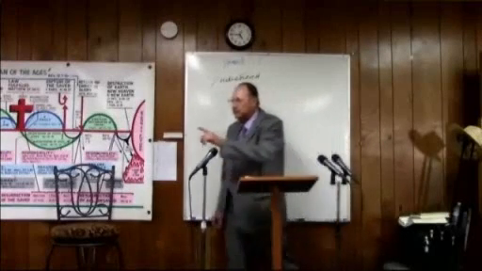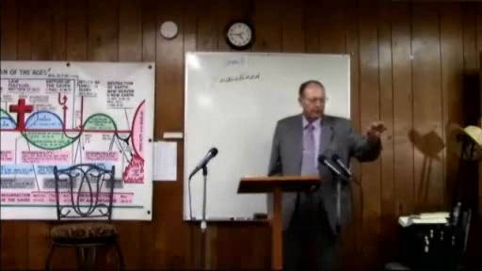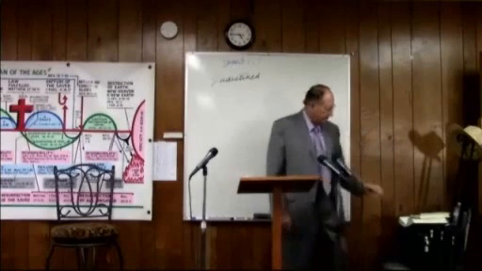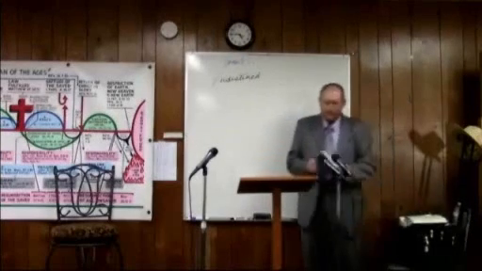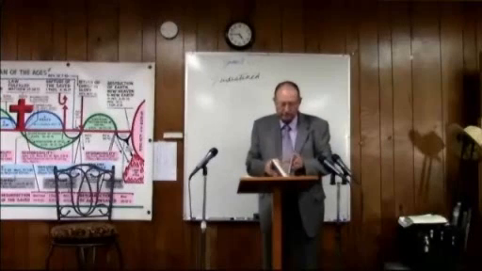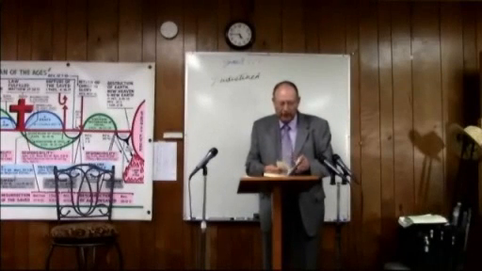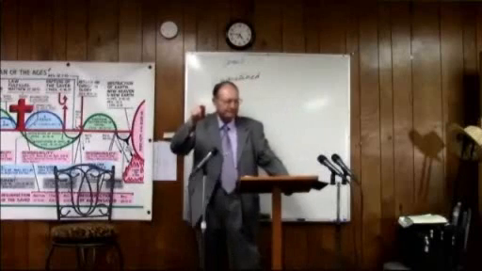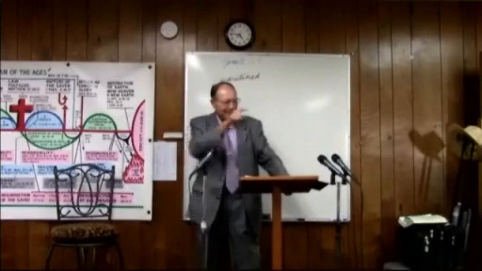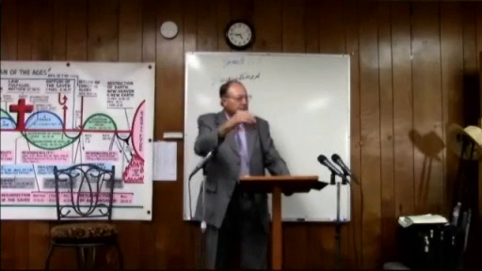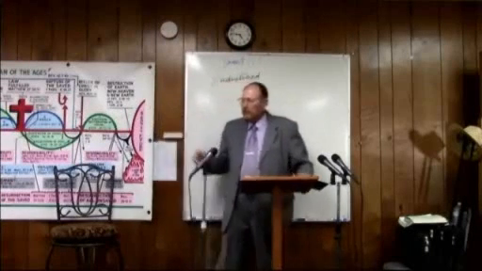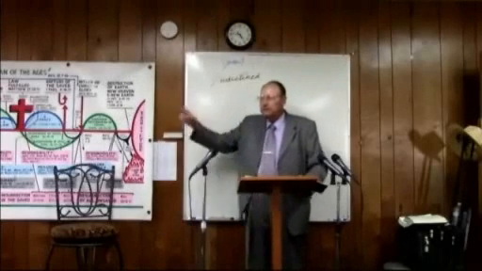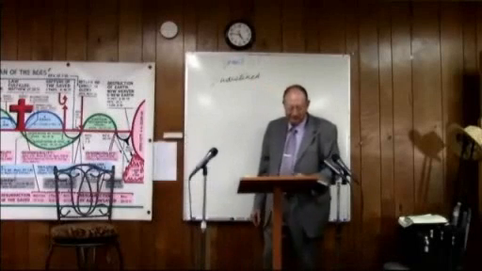Now, waw consecutive perfect, if we have that, what is waw consecutive perfect? Remember what that one is? We also refer to that as what? Future perfect. You will have done this. Okay? How about waw consecutive imperfect? Now, waw consecutive perfect is you're doing it and you continue to do it for a while. Okay? A participle. A participle is continuous action. Continuous action. Brother Steve, it's good to see you here tonight.